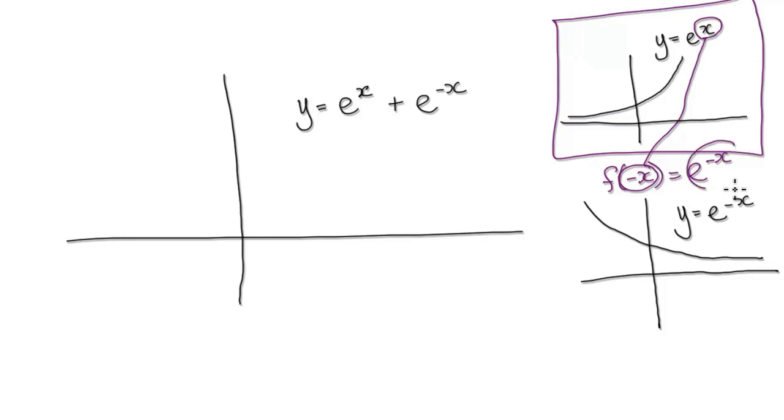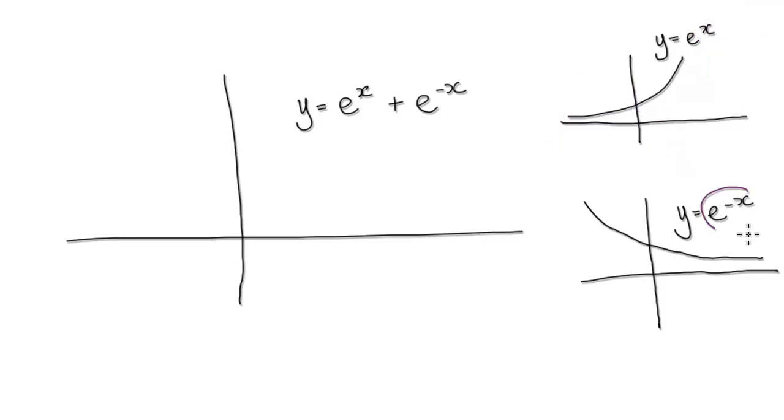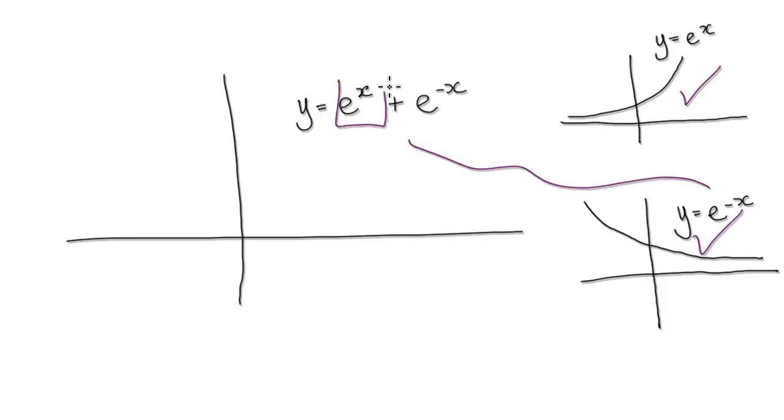Now we don't know what this looks like, but we do know this transformation. This transformation will flip it along the y-axis, so it will look like this. So e to the power of negative x looks like this. I'm expecting you to know these two graphs. But the question is, what happens when you combine the two? Our job is to try and understand this graph here, the combination of the two.